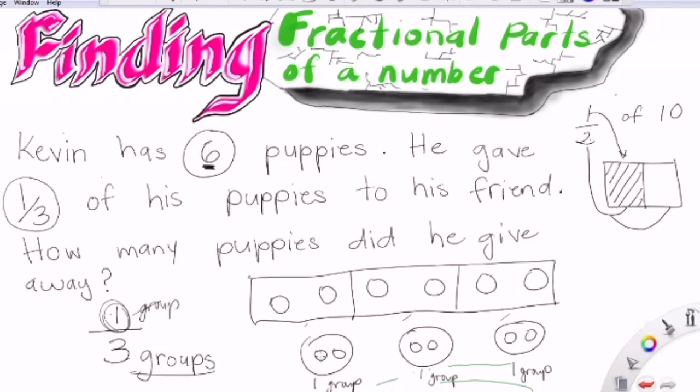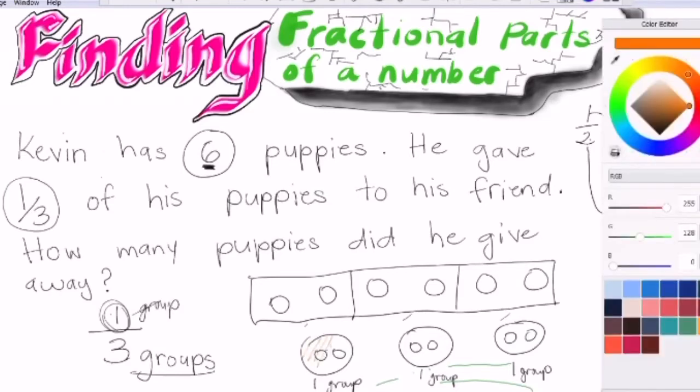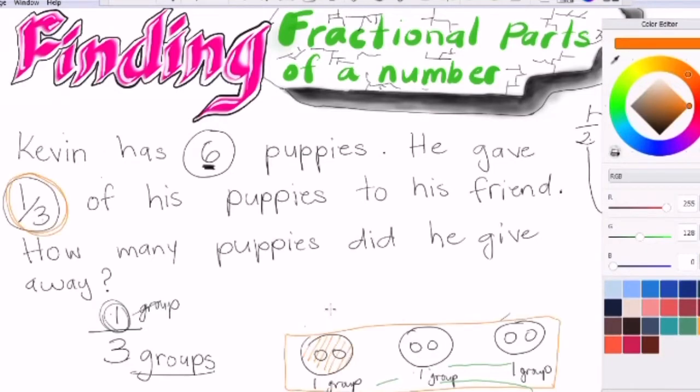Now our numerator is 1, so we are to consider just one of the groups, one of the thirds. There are 3 thirds there, but we will focus on 1, this one here. And we want to know how many objects are in this group here. 2? Yes. So therefore, Kevin gave away 2 of his puppies.